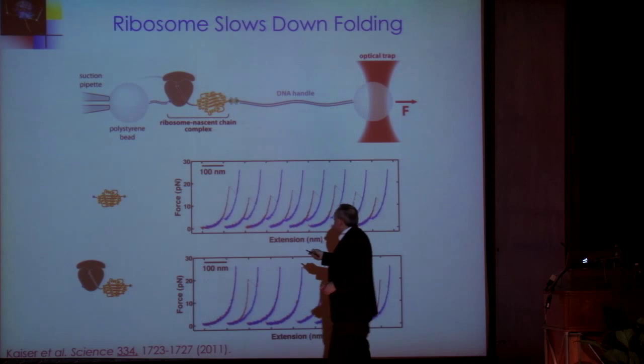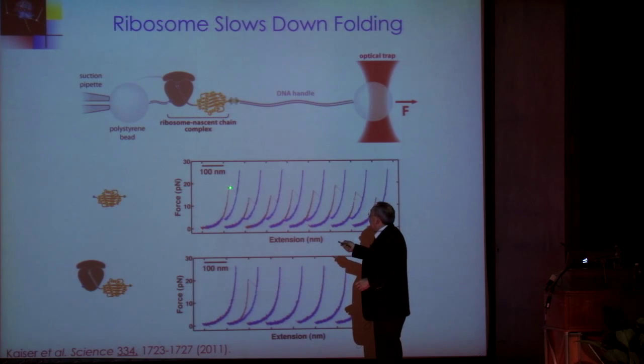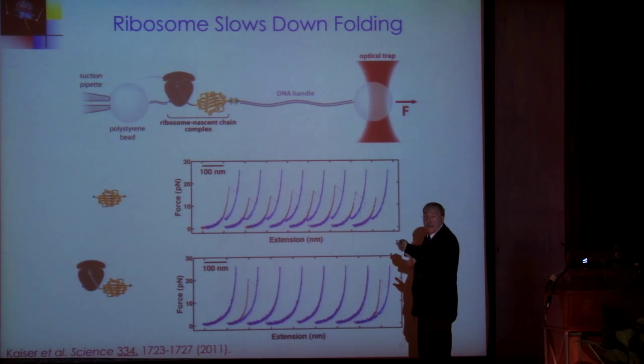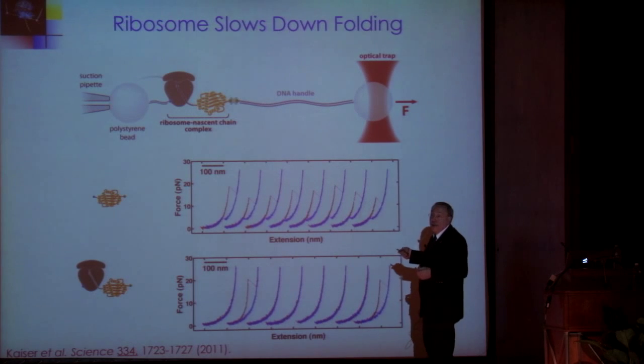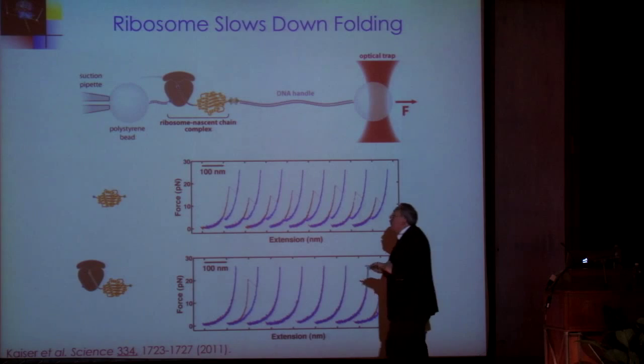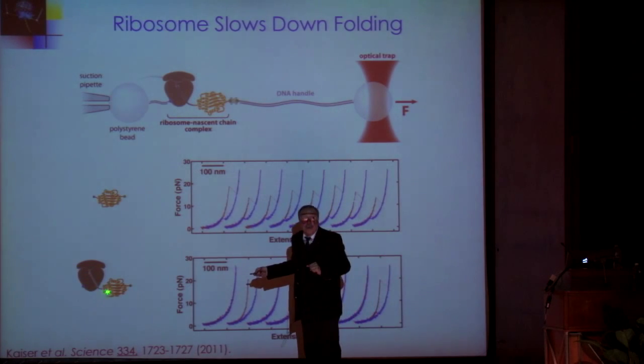And this is what we observed. The molecule unfolds, refolds, unfolds, refolds, unfolds, refolds, every time. Very sturdy, very strong, right? Resilient. You pull it, unfold it, relax it, it refolds. Now we repeat the same experiment, and now we are pulling the protein from the surface of the ribosome.